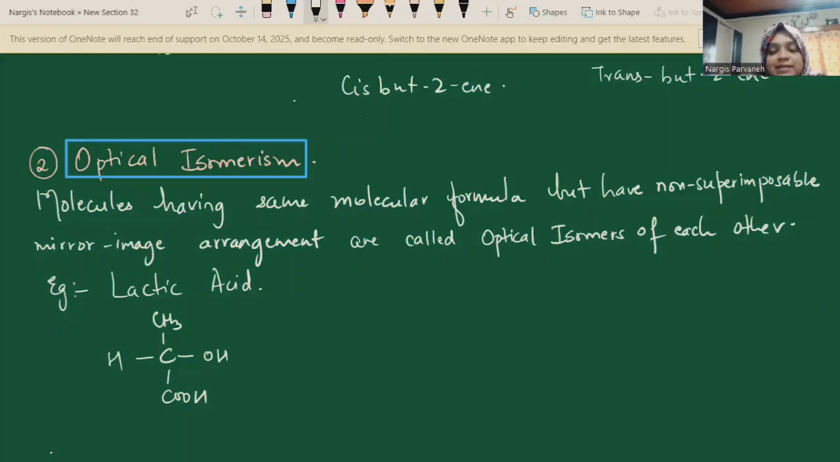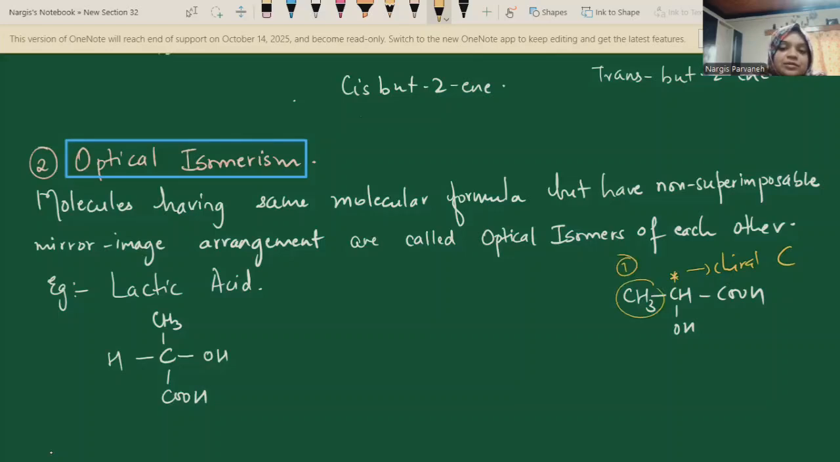Now, I know that lactic acid can be written in this form also. See, CH3, CH, OH, COOH. So in that case also, this carbon atom has four different groups, right? So this becomes the chiral carbon. Four different groups are there. One is this, then this is there, then this is there, and hydrogen is there.